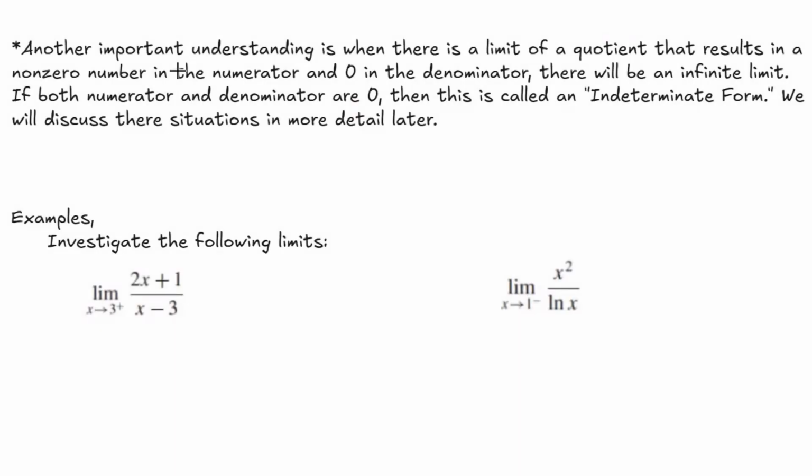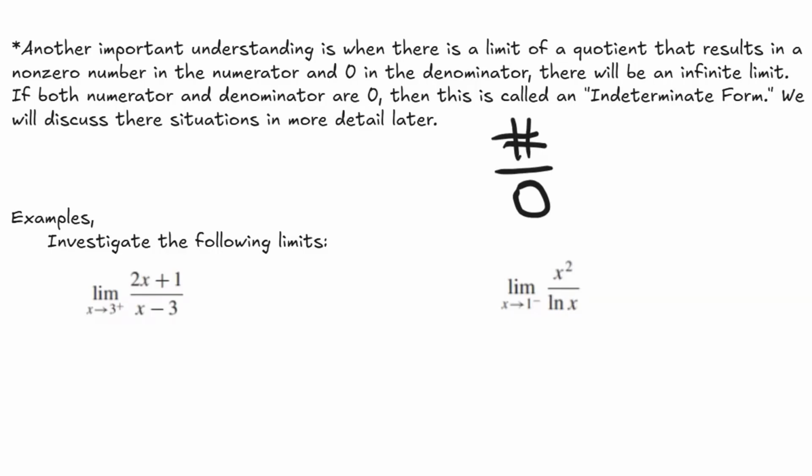So another important understanding is when you have a situation where there's a limit of a quotient that results in a non-zero number in the numerator and 0 in the denominator. Sometimes I'll write it like this, number over 0. This is going to result in an infinite limit. So if both numerator and denominator are 0, then this is called indeterminate form. And we'll discuss those situations later in more detail.